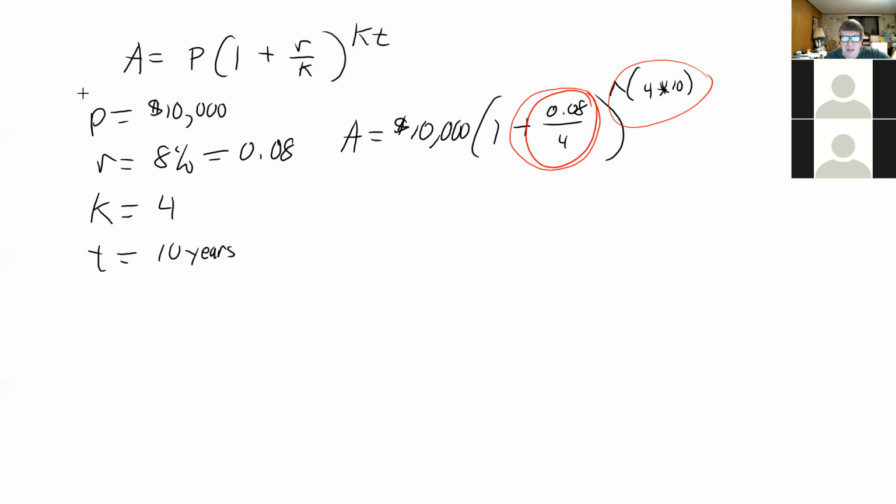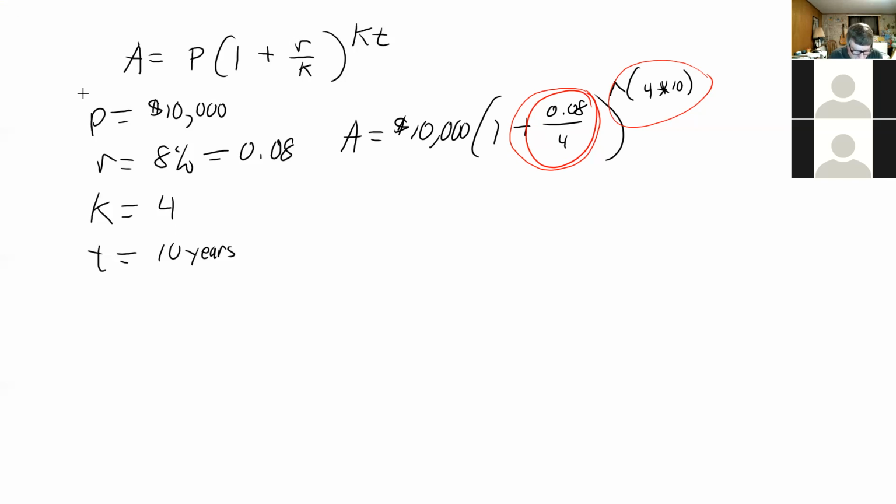I'm just going to leave it as it is for now. So in my calculator, I'm going to go 10,000 parentheses 1 plus 0.08 divided by 4. Then I'm going to close the parentheses. Okay. Use my little power caret.